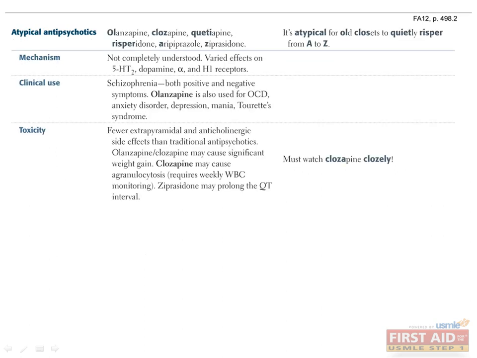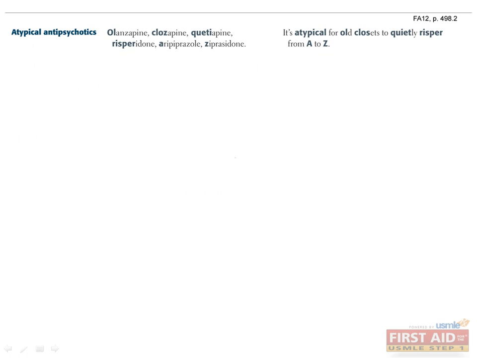The next drug class is the atypical antipsychotics. These drugs are used to treat a similar spectrum of diseases as the typical antipsychotics, but they're often thought to have a more favorable side effect profile and are also more effective for the negative symptoms of schizophrenia, such as avolition and flat affect. There are 6 drugs in this class you should know: olanzapine, clozapine, quetiapine, risperidone, aripiprazole, and ziprasidone. You can use the memory aid "It's Atypical for Old Closets to Quietly Risper from A to Z" to help you remember these names, as they don't follow a pattern like the phenothiazines we just discussed.